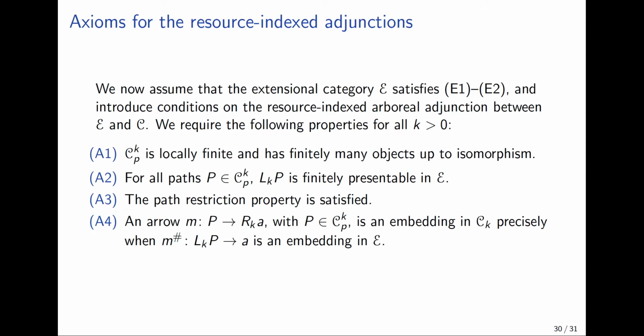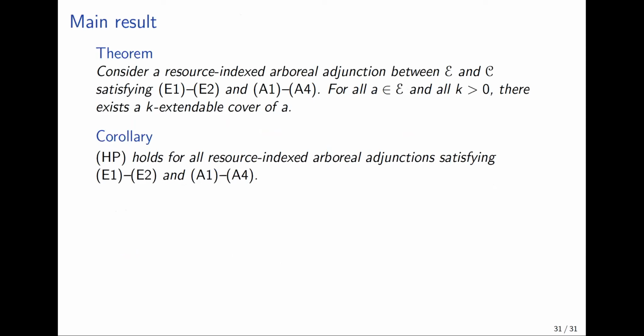The punchline here is that if you have a resource-indexed adjunction that satisfies all of these conditions, then you can build these k-extendable covers for any object A. And therefore, and this is the main result, you have the property HP.